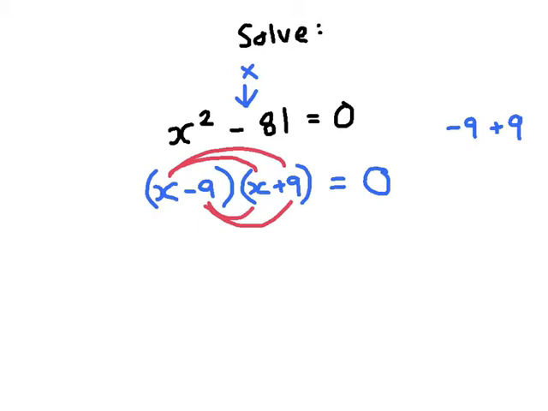So when I now solve this from here, well, either x minus 9 must be 0, in which case x would be 9, or for the other one, x plus 9 equals 0, so x would have to be minus 9.